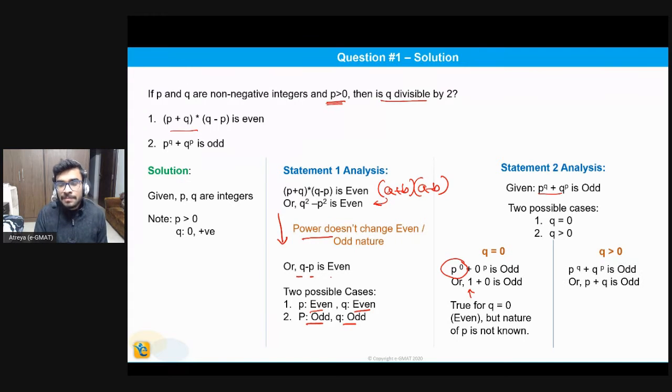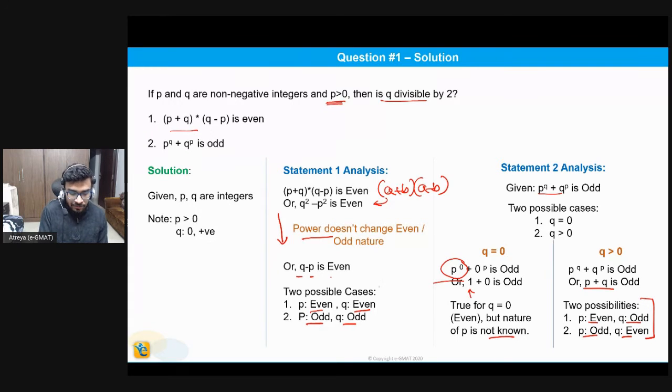Let's now discuss the second part, when q is greater than 0. When q is greater than 0, and it's given that p to the power q plus q to the power p is odd, we will again apply the same concept that powers do not change the even-odd nature and simply write that p plus q is odd. That leads us to two different cases: either p is even, q is odd, or p is odd, q is even. So two different cases from the second part of the second statement's analysis, and two different cases from the first statement's analysis as well.